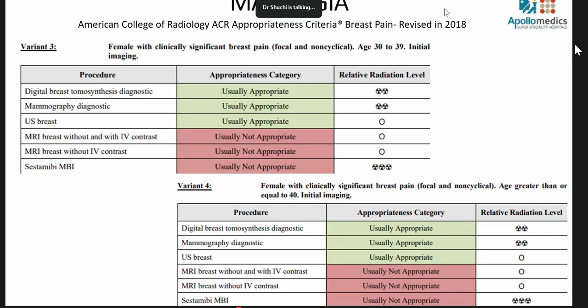Ultrasound doesn't have a radiation exposure. Mammography and digital breast tomosynthesis, both of them will have a radiation exposure. Before you go for these things, you can explain to the patient what has to be done. For more than 40, I will always prefer to do a mammography first. And for less than 40, I will always prefer to do an ultrasound first.